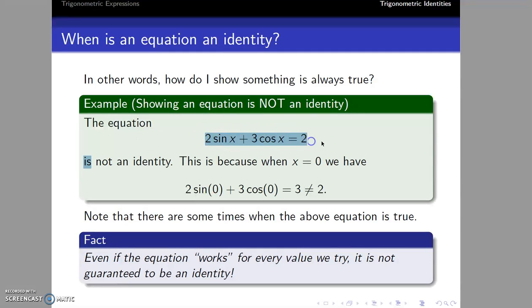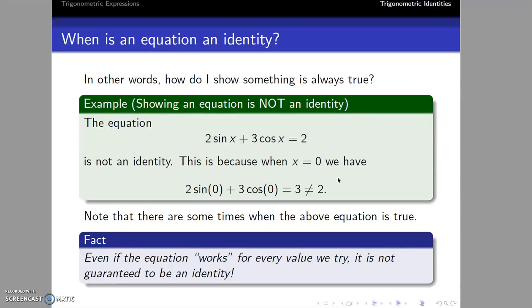Take this equation right here, 2 sine x plus 3 cosine x equals 2. That can be true, but it won't always be true. In fact, if you take x to be 0, then you've got 2 sine of 0, that's 0, plus 3 cosine of 0, that's 3, and 3 is not equal to 2. So this equation is not always true because of our counterexample from x equals 0. So if you ever want to show that an equation is not an identity, all you have to do is find one exception. Of course, finding that exception might be difficult, but that's all it requires.